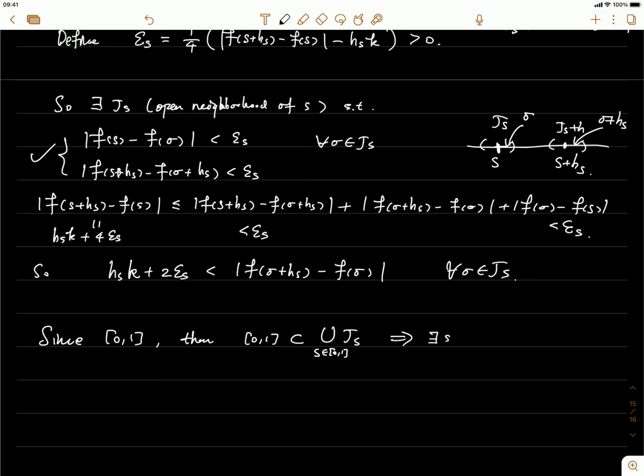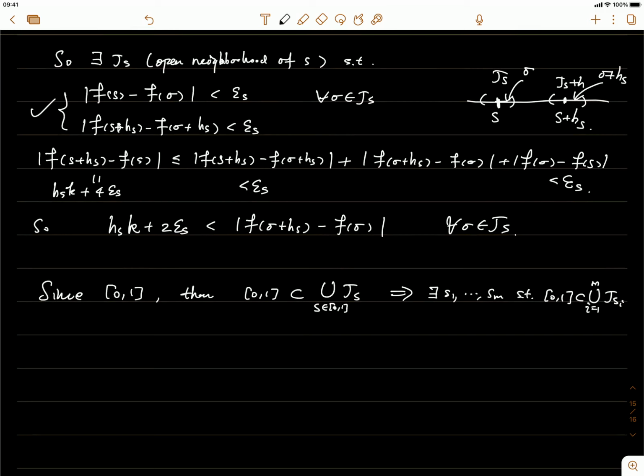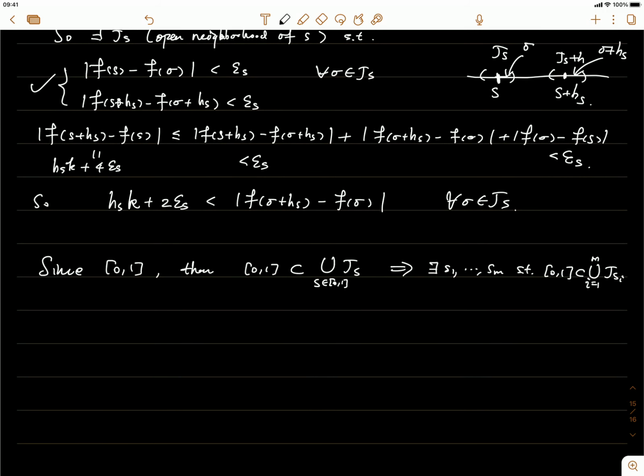So there exists S1 through say Sm, such that the 0, 1 is just covered by the finitely many of these open intervals. Okay, I would be able to know that. And so now there are only finitely many of these SIs. So for each of these, I have those epsilon SI, HSI. Okay, so let's take set epsilon to be the smallest one of them, the minimum of epsilon S1, epsilon S2, all the way to epsilon Sm. Okay, so this apparently is a positive number since it's a minimum of a finite number of positive numbers. So the epsilon is greater than 0.